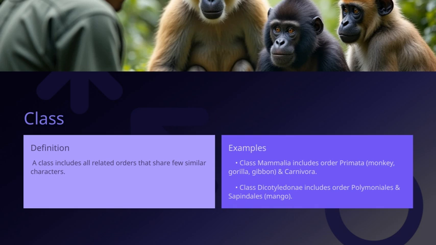A key point to remember is that a class groups together all related orders that share several common characteristics, helping us understand how different species are classified in a broader context. This classification system highlights the evolutionary relationships and shared traits among these organisms, forming a central theme in our overall discussion of biological diversity and taxonomy.